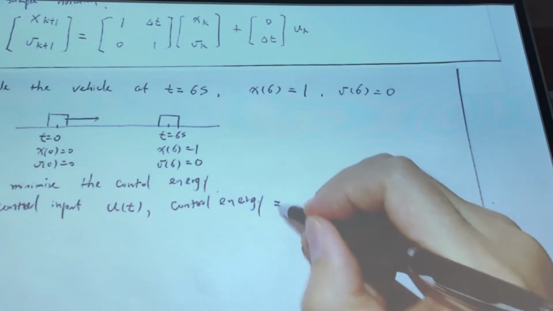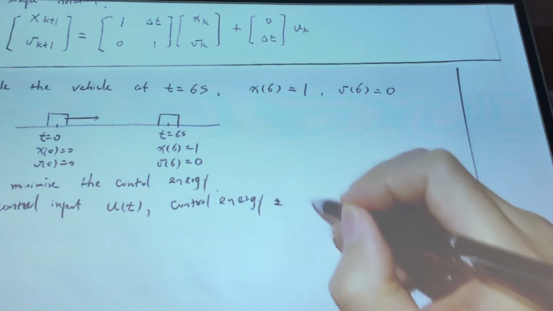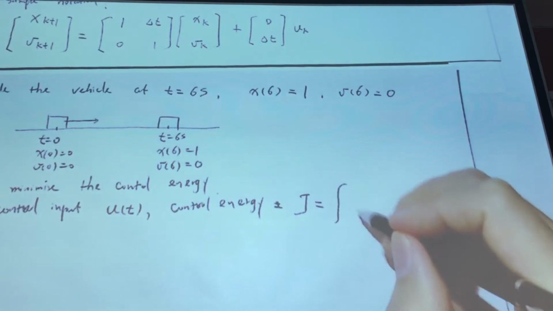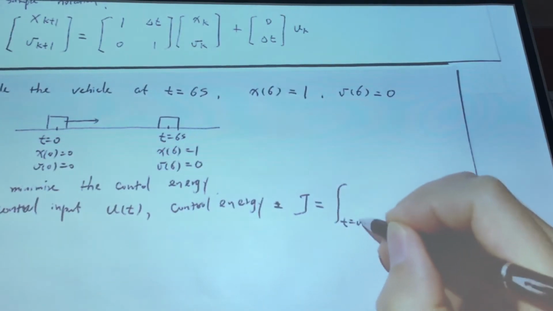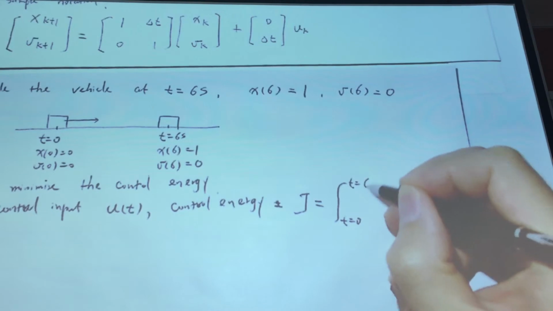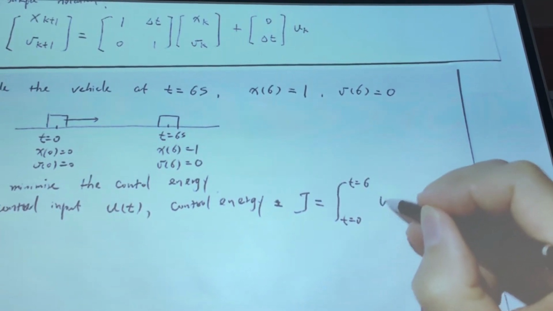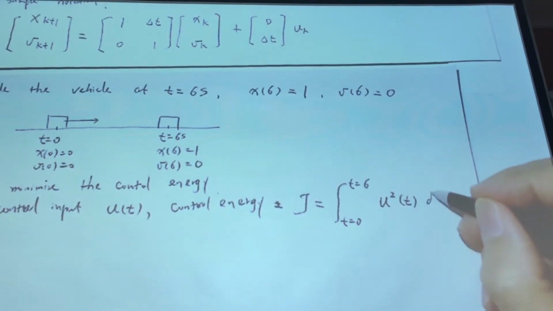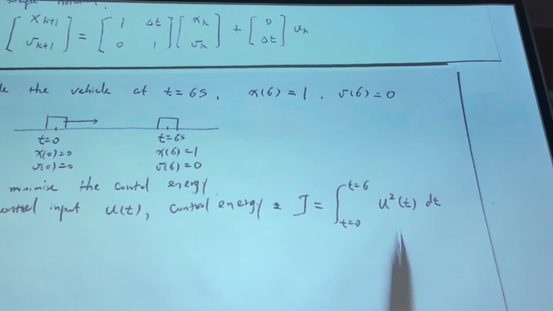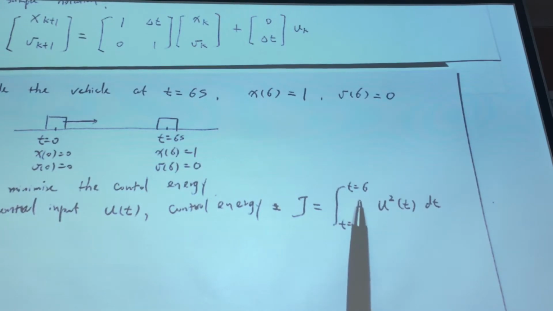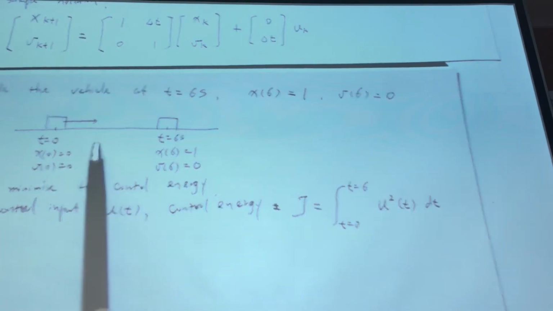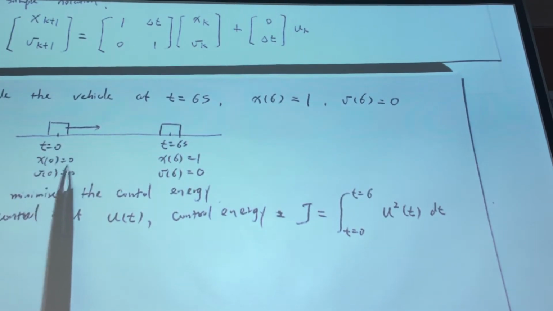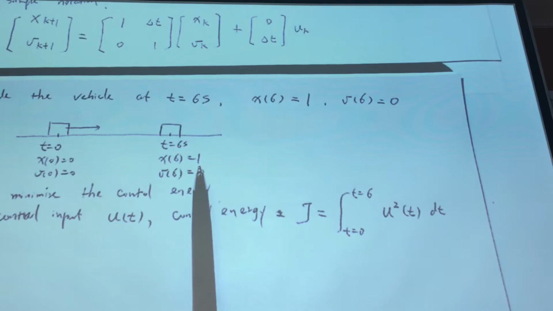So the total energy is given by, I define this to be a function J. It will be an integration from t equal to 0 to t equal to 6, and it's defined by the square, u(t) square. This is the total control energy that you have applied to the vehicle to move the vehicle from 0 to 1.